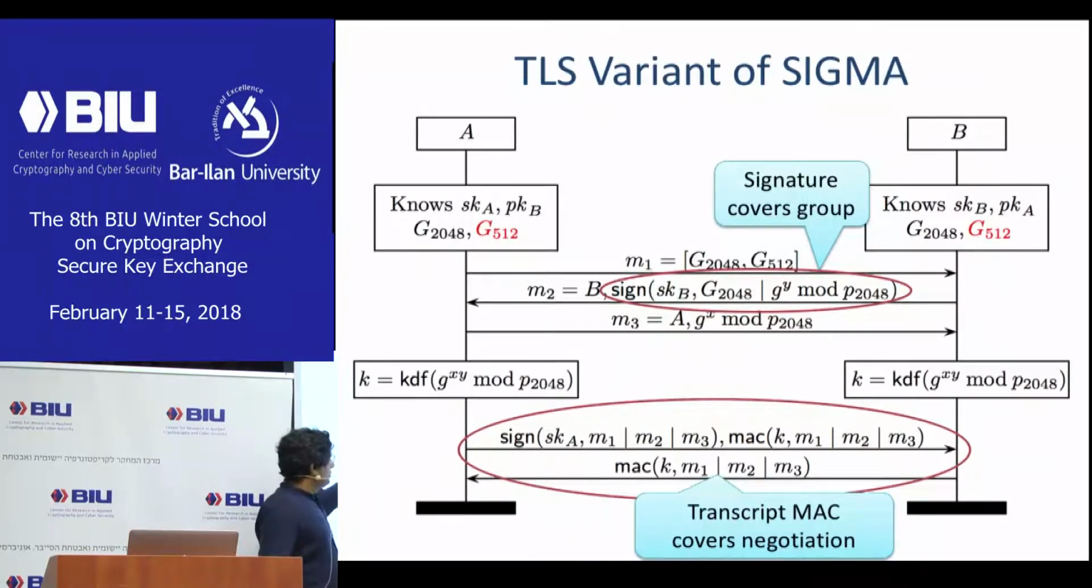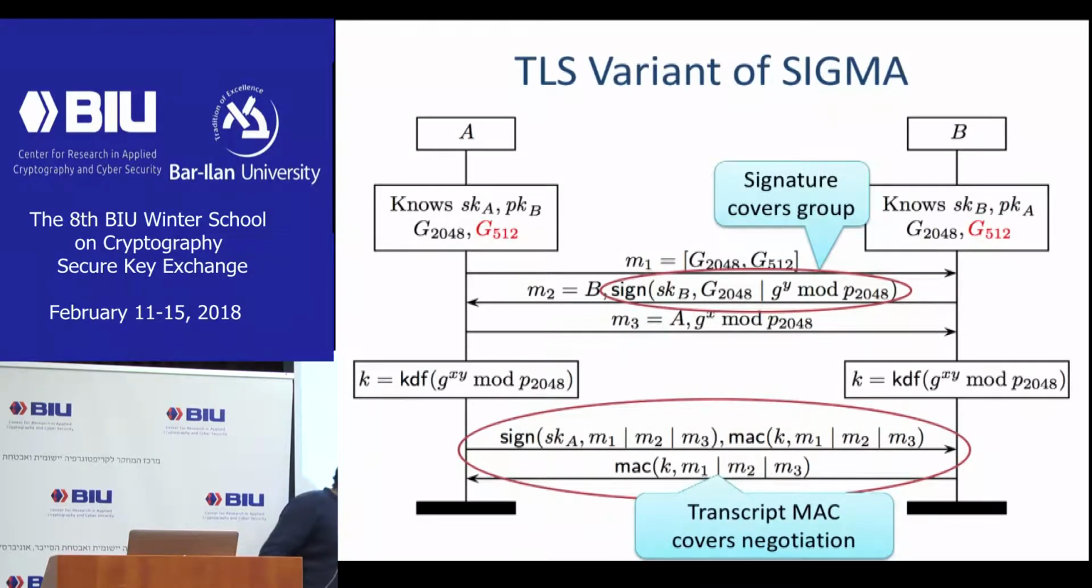So in the TLS version, the first message has both groups that the client offers. Then the server sends back its identity, which is a certificate. It also sends back a signature over the group that it has chosen, along with its public key. We saw this already in the Diffie-Hellman version of TLS. And in the third message, the client sends back its own public value.